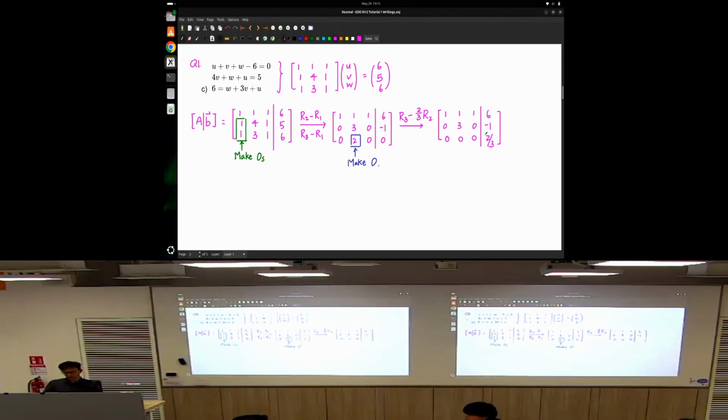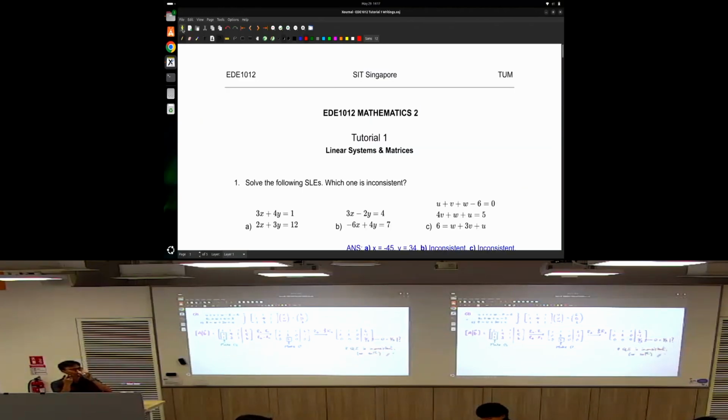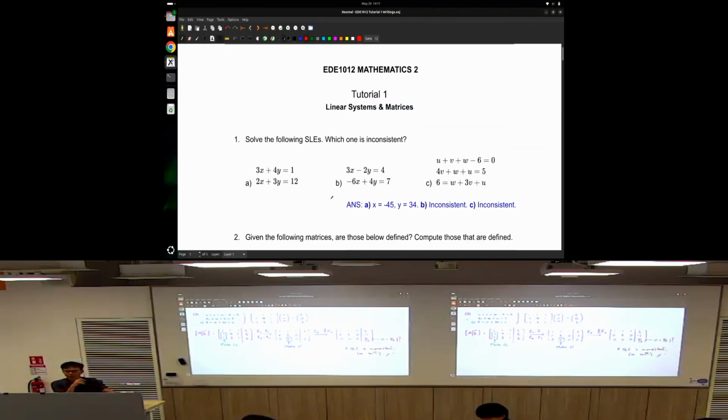So which means that from here you can argue that your system is inconsistent. Because the very last row, you get 0 equals 2/3, which is actually false. So therefore, inconsistent. No solution. Any questions? Good. So I'll leave the first 2 parts of question 1 to you. So this one you DIY and this one DIY.